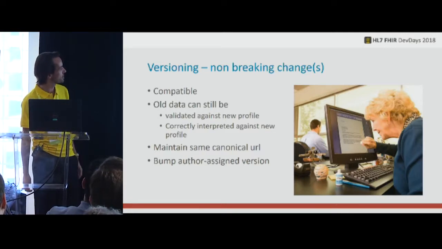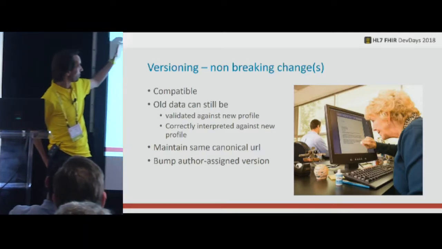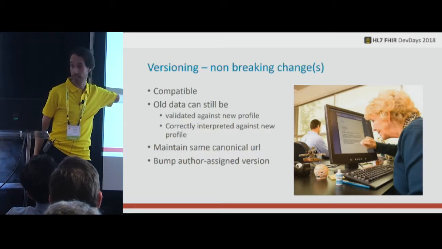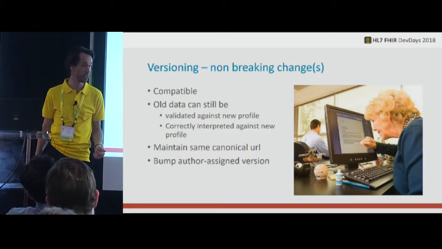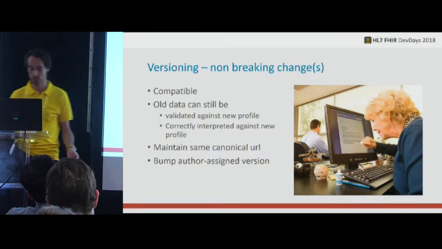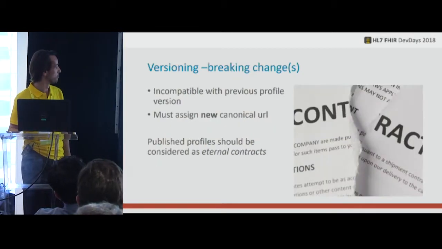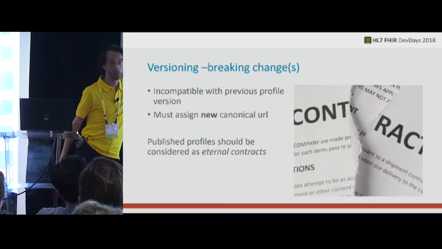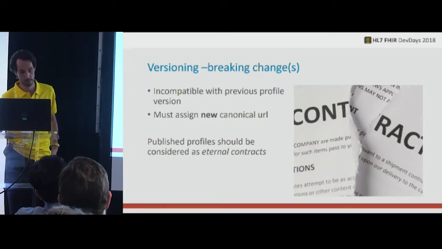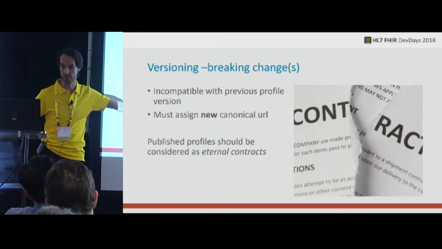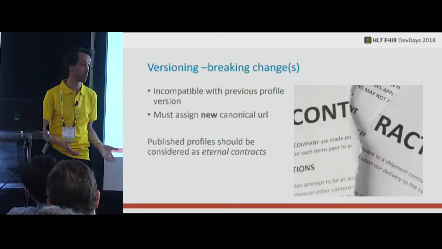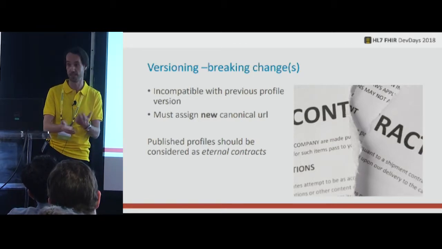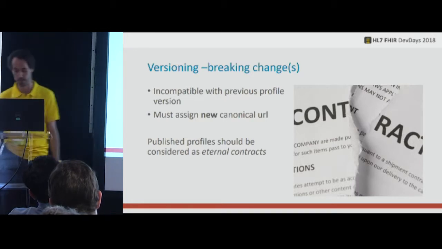So the guidance is, if you have non-breaking changes, you can maintain the canonical URL and just bump that version, saying, oh, we added some clarification to the description. But if you do introduce a breaking change, publish it with a new canonical URL. So it's kind of an eternal contract. Once you put it out there, you have to assume that people start building systems against your profile, and you're not supposed to tamper with it anymore.